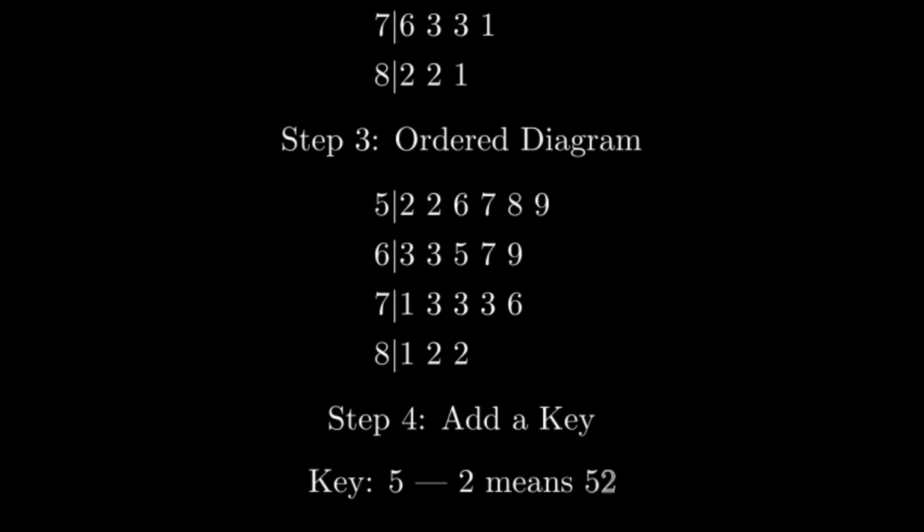Finally, and this is very important, we must include a key. The key explains how to read the diagram. For example, 5 bar 2 means 52. Without a key, the diagram is meaningless.